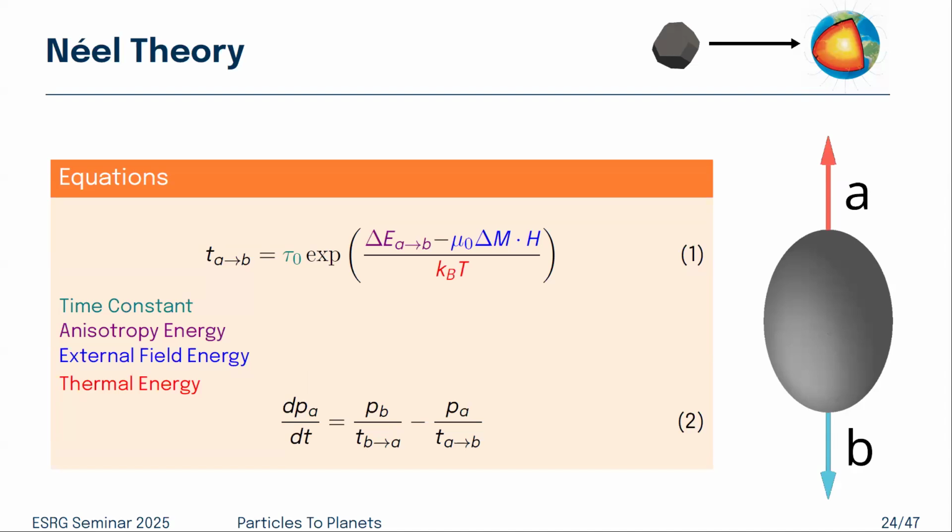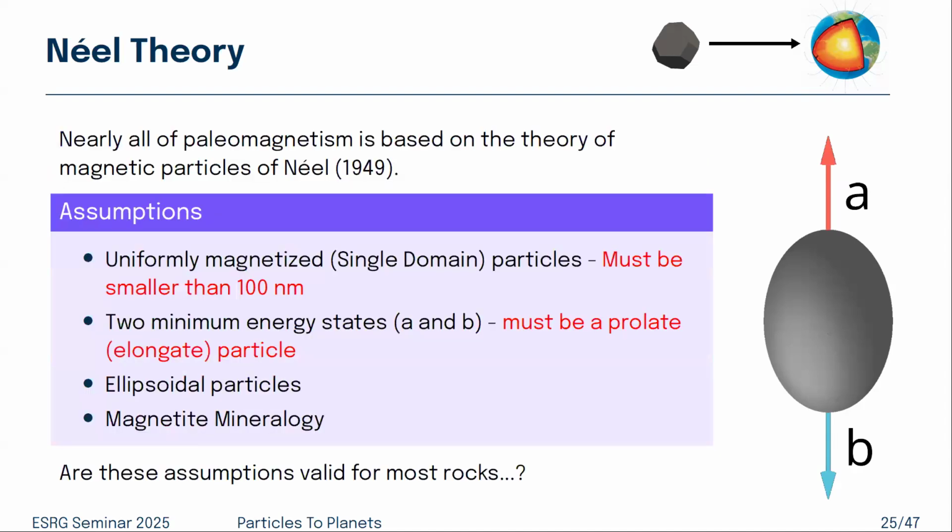That might be a bit complicated, but here's what you need to know. Although we're basing everything off of this, we've got some pretty stringent assumptions here, right? We've said that it has to be uniformly magnetized, and it turns out that that means that you must be smaller than 100 nanometers for a particle to behave in this way. You need 2 minimum energy states, and that basically implies that you have some sort of elongation in your particle, right?